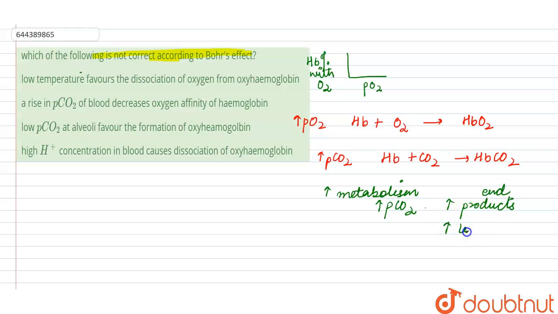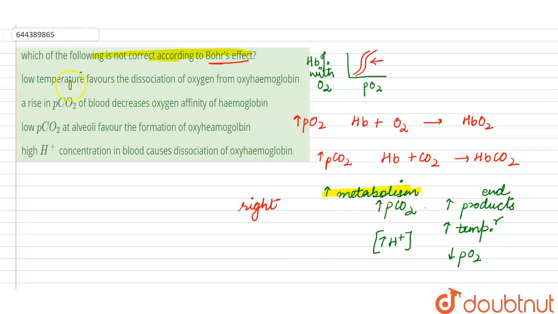There will be a rise in the temperature here. There will be a decrease in the partial pressure of oxygen because oxygen is being consumed here, right? And there will be increased H plus ion concentration, which is produced as an end product of metabolism. So all these conditions are going to shift the curve towards the right side. This is a sigmoid curve initially, then it shifts towards the right side, and this shift towards the right side is called Bohr's effect, which occurs in cases of high metabolism.